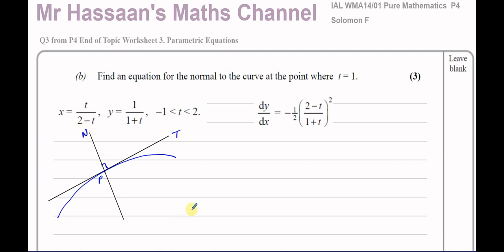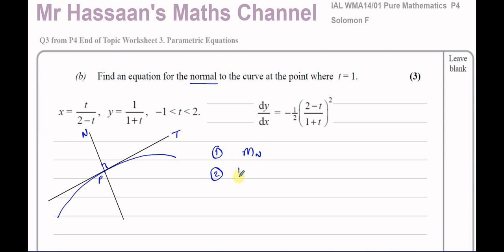All right. So they're asking us to find an equation for the normal to the curve at the point where t equals 1. To find the equation of a normal, now normal is a straight line. For straight lines, we need two pieces of information to find the equation. One of the things we need is the gradient. So we need the gradient of the normal.